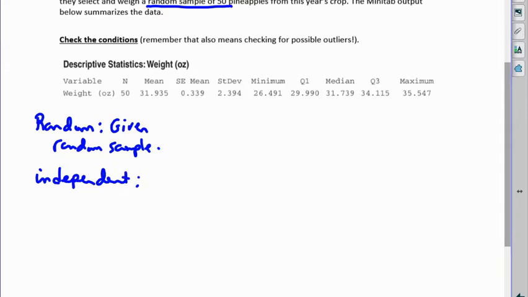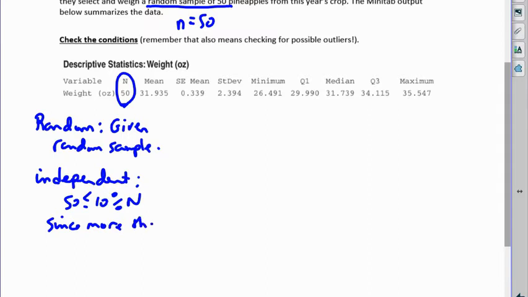Okay, and now we need to know if this was independent, and we know that n is 50. You can actually see it right here too, although it has a capital N there, but they really do mean little n. Okay, so is 50 less than or equal to 10% of N? And these are large pineapple growing farms. And since there are more than 500 pineapples, we can say that that's met.